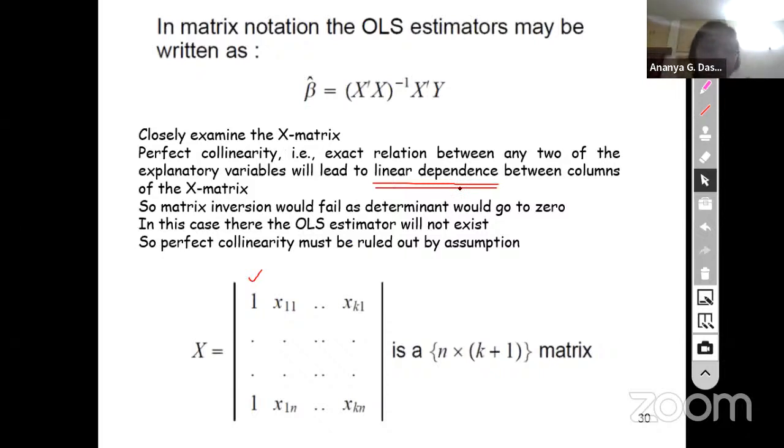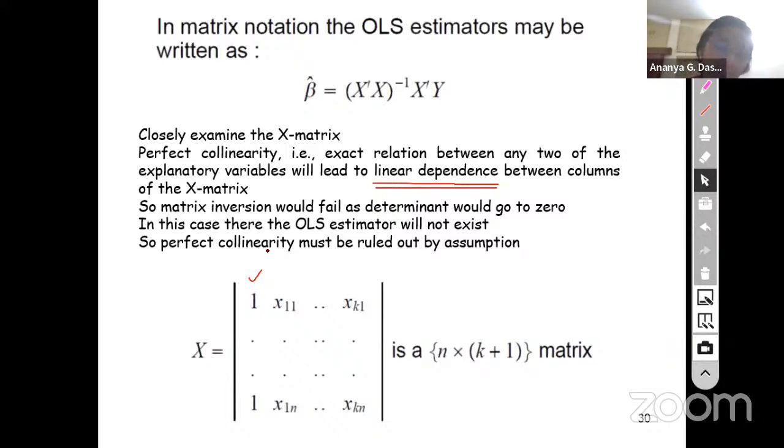So I'm going to have a perfect relation between three of the columns: two of them add up to a third. Now, why do I have this column of ones in the first place? Because my model has a constant term. So that's the basic problem of what we call the dummy variable trap. If your model has a constant term, then you must never have as many dummies as you have groups. You always have one dummy less than the number of groups you have.